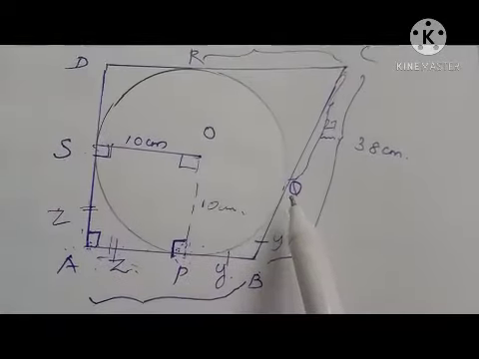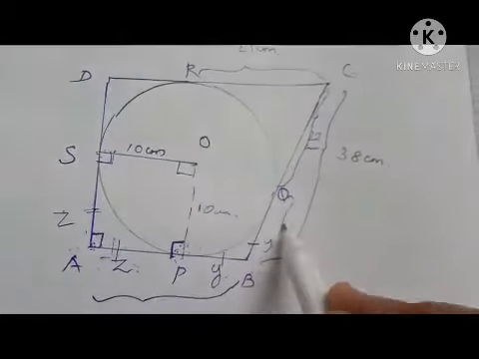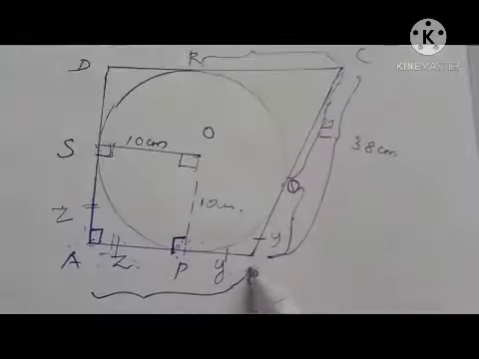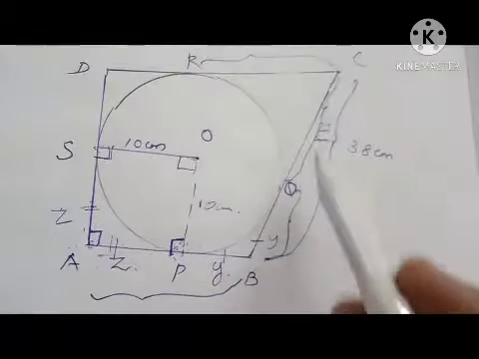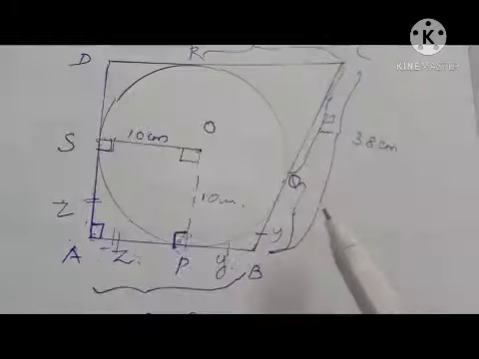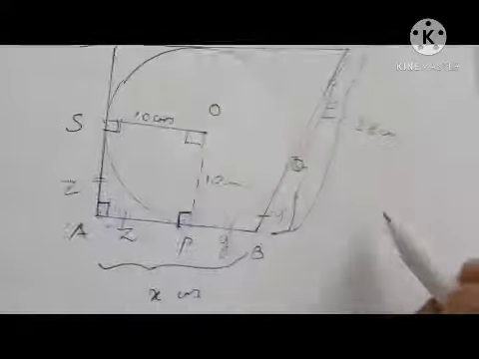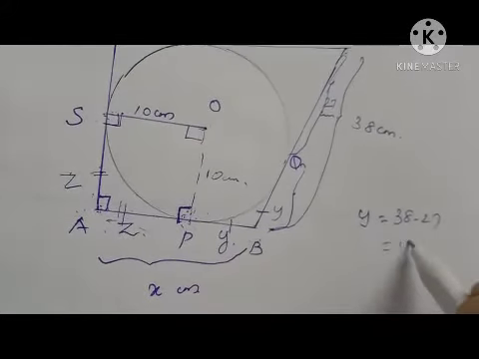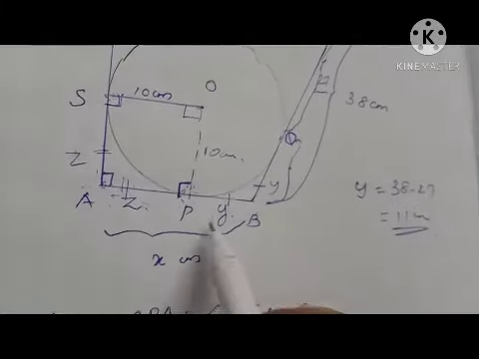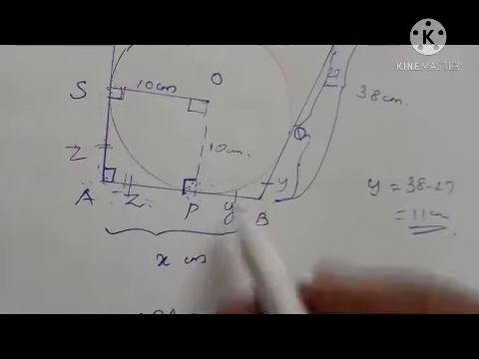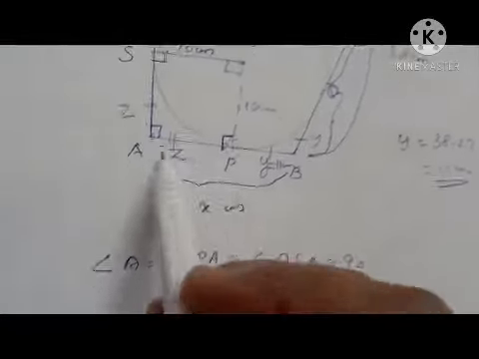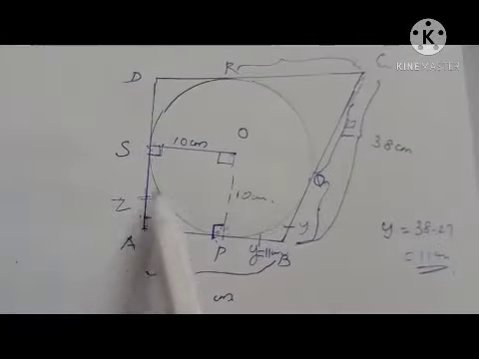Then how will we get this Y? Y means QB, right? Y is QB. So from C to B is given as 38. C to Q we got as 27. Then this Y is equal to 38 minus 27, that is 11 centimeters. Then this PB is also 11 centimeters. So this Y is also 11 centimeters. Then this we have to find.